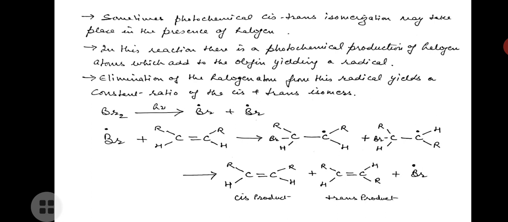Bromine molecule on absorption of light gives bromine free radicals. Now this bromine free radical adds to the olefin, yielding a radical. Now elimination of the bromine free radical from this radical yields a constant ratio of the cis and trans isomer.